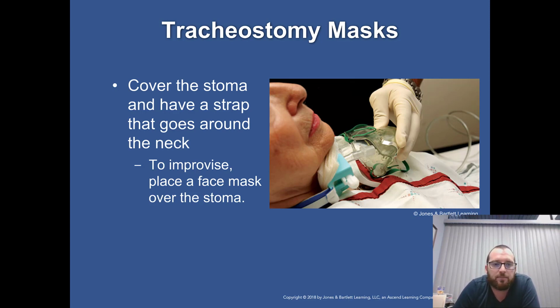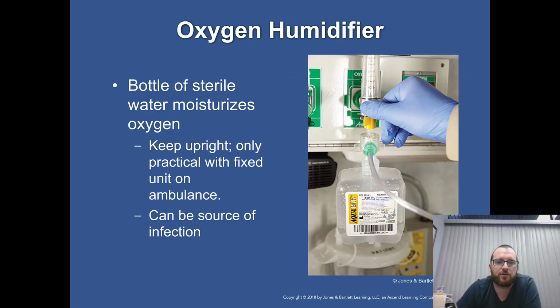Tracheostomy masks, again, cover the stoma and have a strap that goes around the neck. If we don't have that, or if we're trying to figure out some way to do it, just get a little non-rebreather and you can put it right over. It's almost like blow-by oxygen for kids, but we're focusing where we're delivering that oxygen.